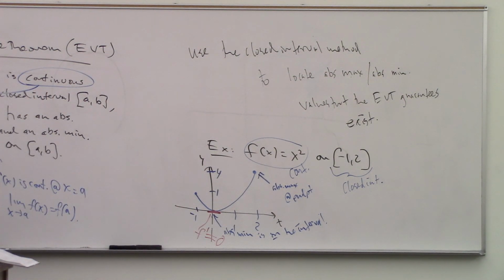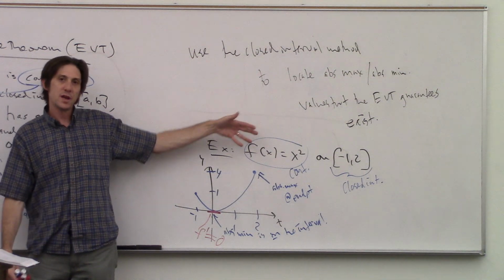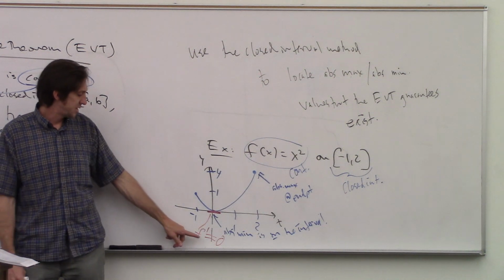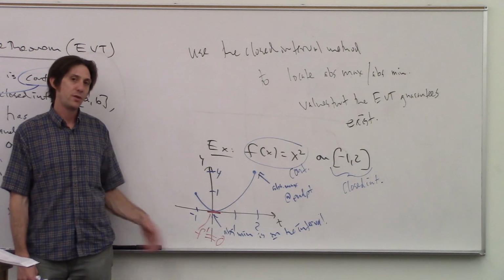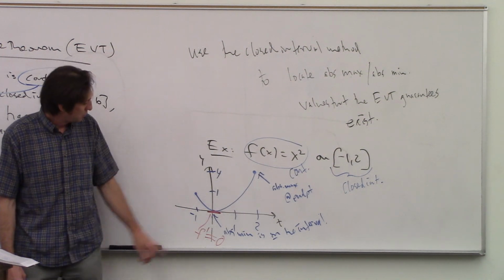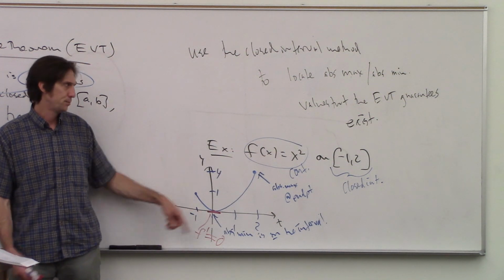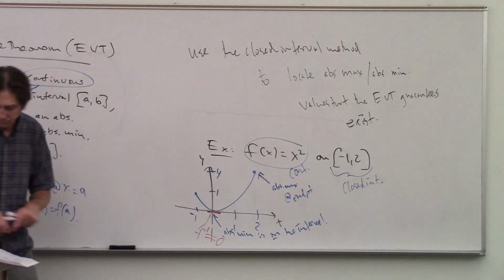So this suggests something. This suggests that if I want to start to try to figure out where a function has a maximum and or a minimum value, what I might do is take the derivative and figure out where the derivative equals 0. Because that should find locations like this for me.